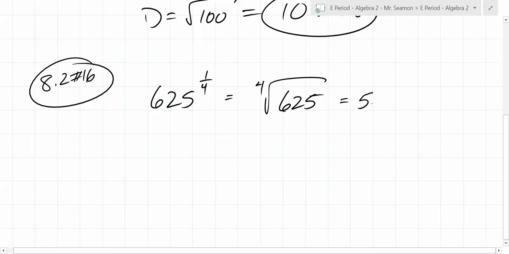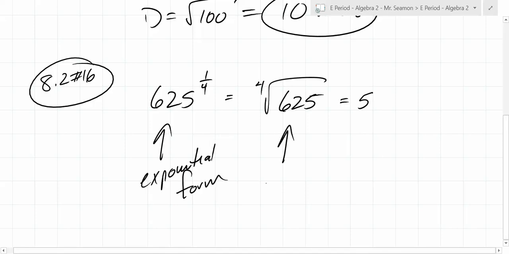5 times 5 is 25. 25 times 5 is 125. 125 times 5 is 625. Yeah, that's what it means. So this is exponential form. Exponential form. And this is radical form.